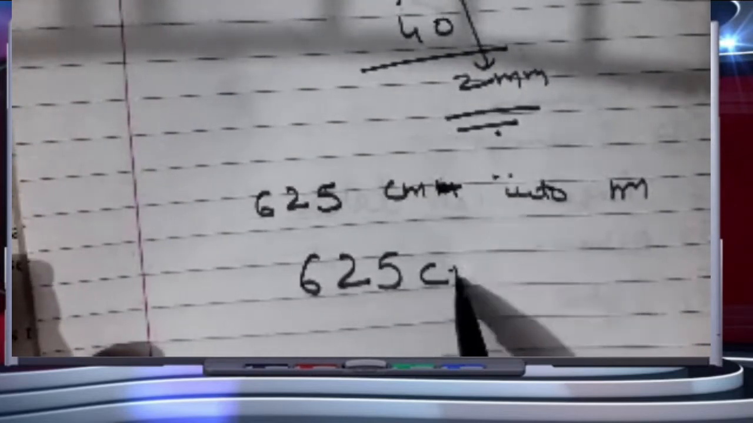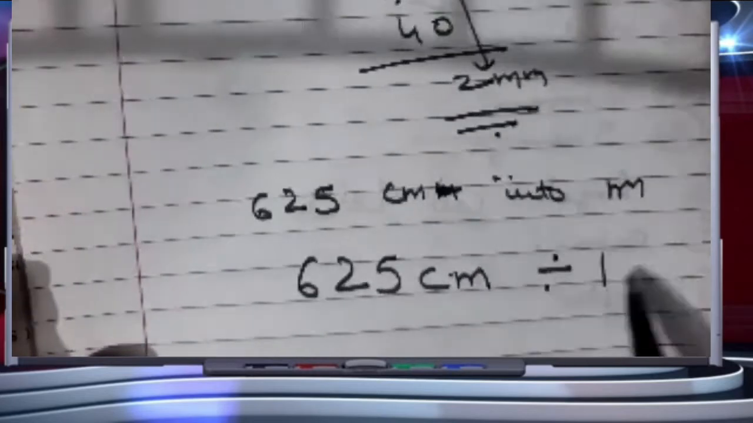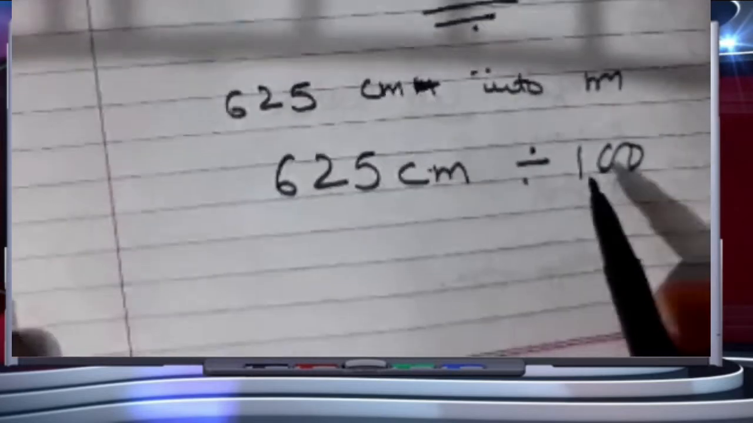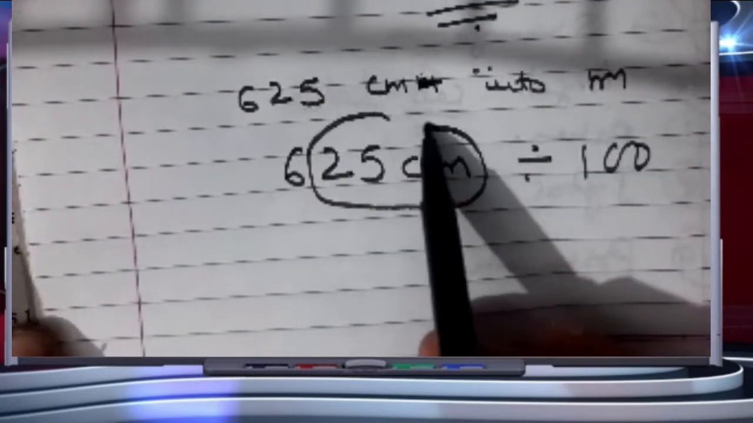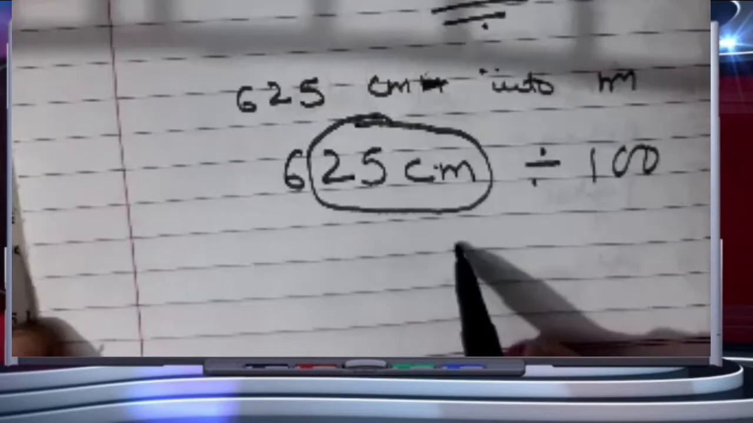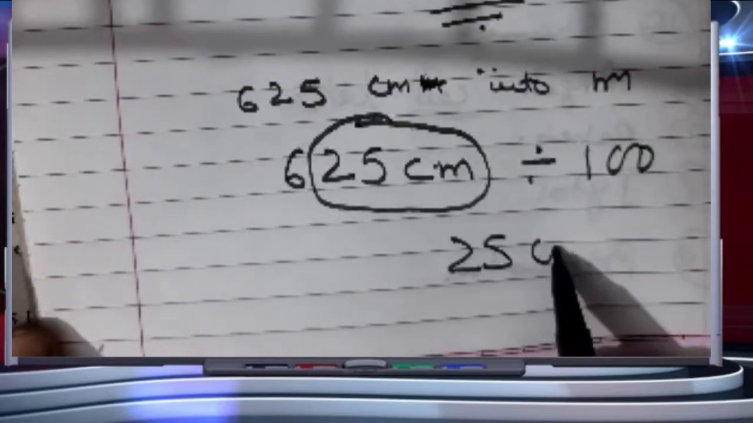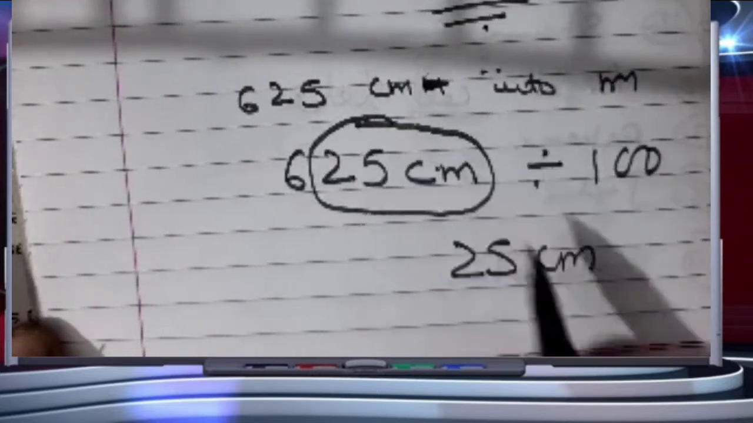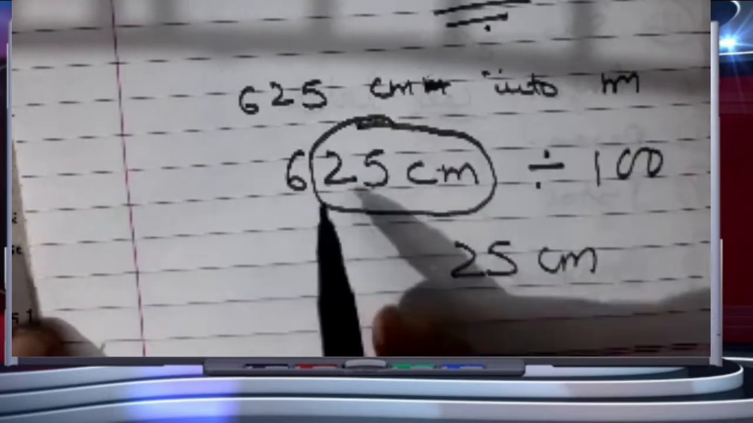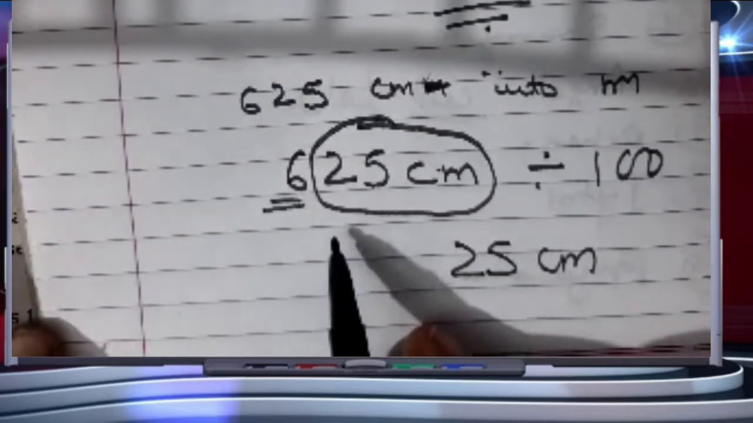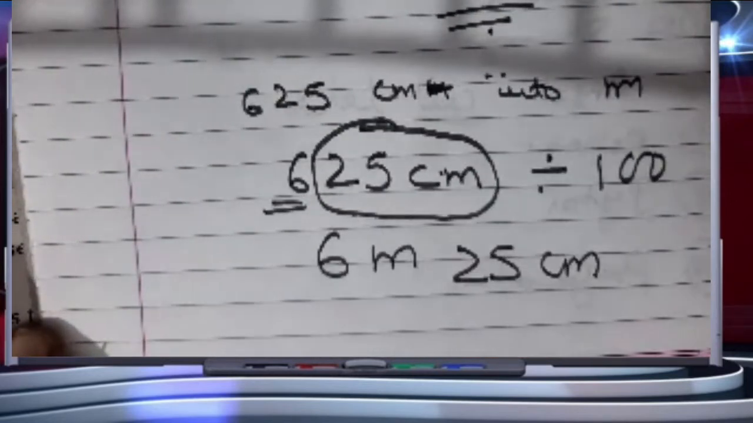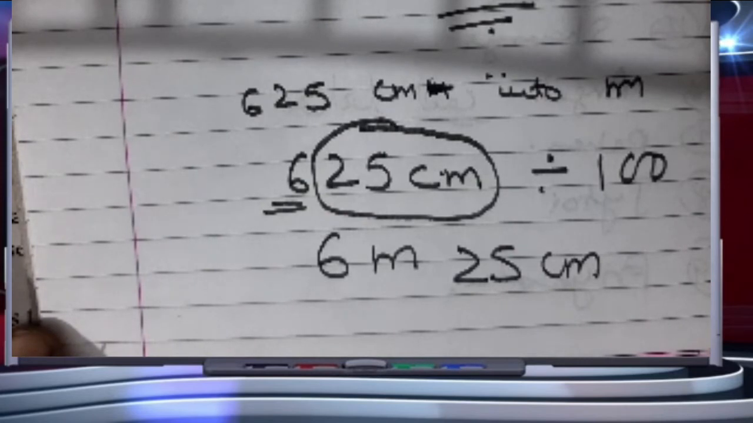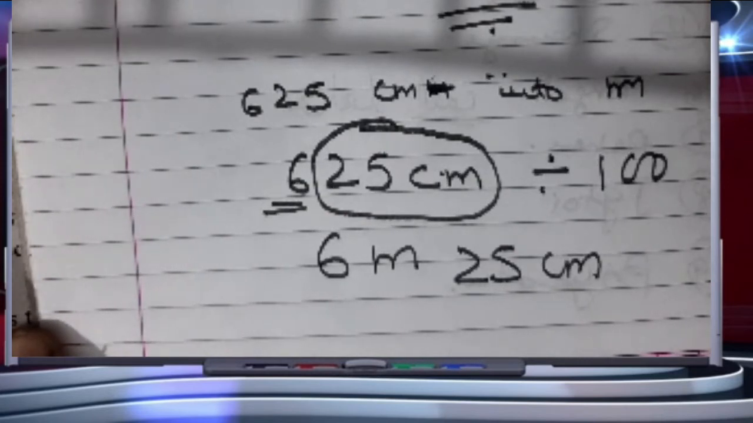I will divide 625, this is centimeter, by 100. Dividing by 100 means the last 2 digits are the remainder. So these last 2 digits being the remainder means the unit will be the same. Before it was centimeter, so after dividing also it will be centimeter. This 6 is the quotient, so now this unit will change. From centimeter it will go to the higher unit, that is meter. So my answer is 6 meter 25 centimeter.